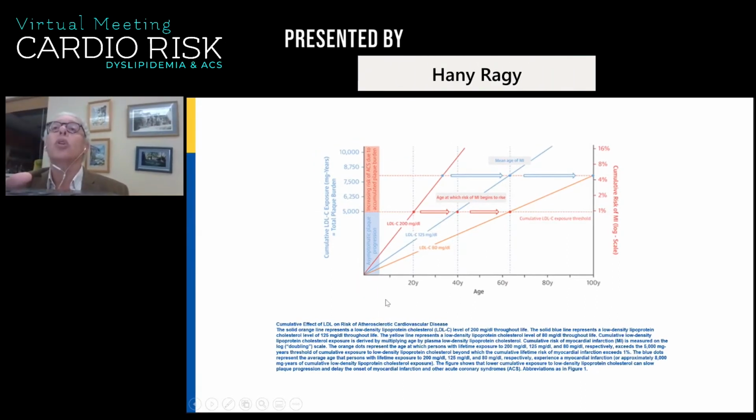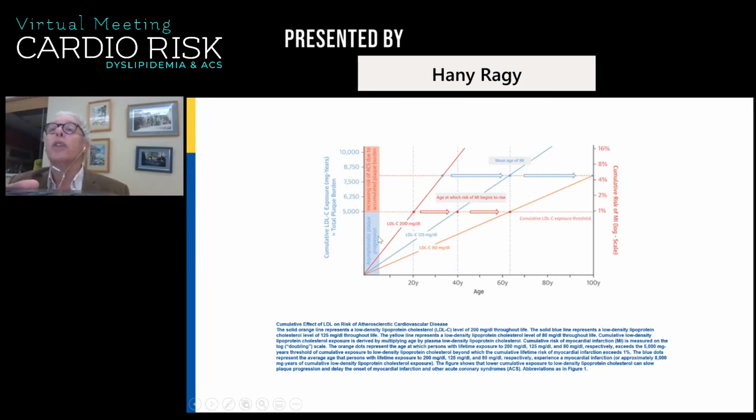I don't want to go into exact detail of how we calculate it. But this is the age at which the risk of myocardial infarction will begin to rise. For the patient with an LDL of 200, the age at which their myocardial infarction risk begins to rise is in their 20s, while for the one with an LDL of 125, it will be in their 40s, while for their third, luckier friend with an LDL of 80, it is going to be in their 60s.